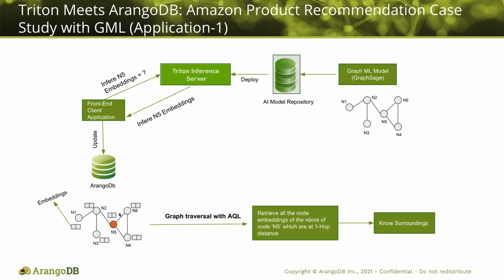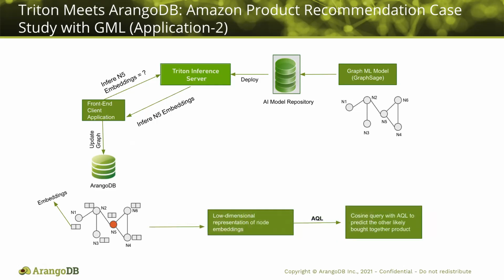Once this graph is updated with the node 5 embeddings, we can perform a graph traversal with ArangoDB's AQL query. For example, retrieve all the embeddings of the neighbors of node N5 which are at one hop distance. The advantage of this kind of traversal using AQL is that we can know the surroundings of node N5, basically what kind of local neighborhood it has.